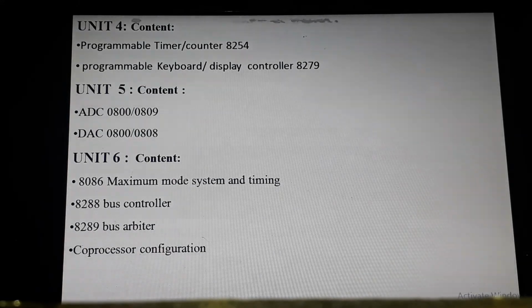Now in the fifth unit we are studying ADC and DAC, that is ADC 0809 and DAC 0808. Now in the second, third, fourth and fifth units we are studying different peripherals, their architecture, pin configuration and interfacing with 8086. Now in the sixth unit we are studying maximum mode system and timing, the 8288 bus controller, the 8289 bus arbiter and coprocessor configuration.